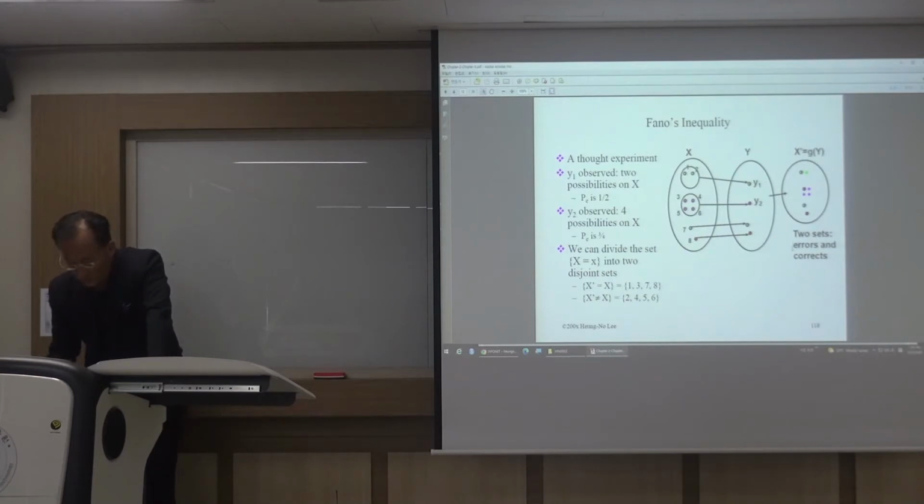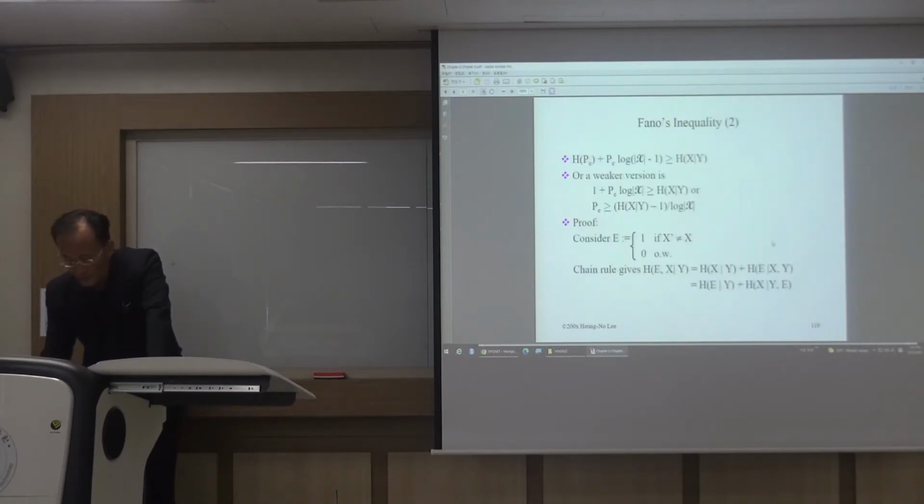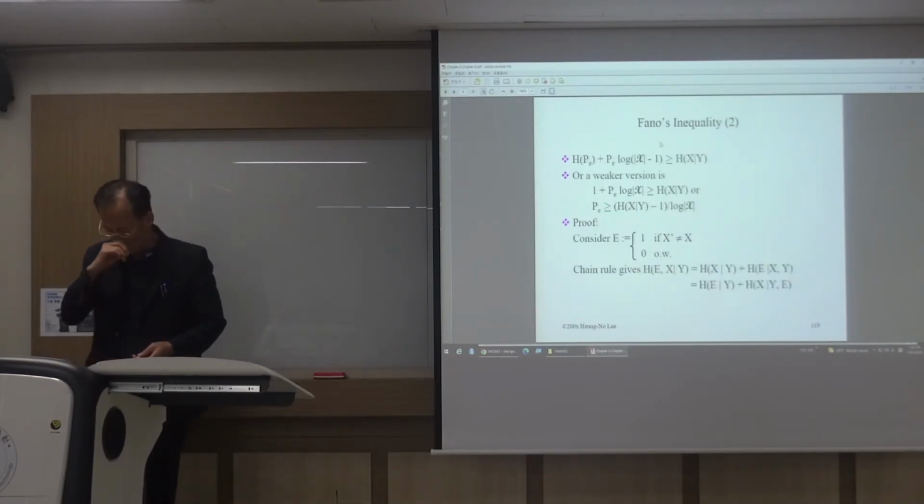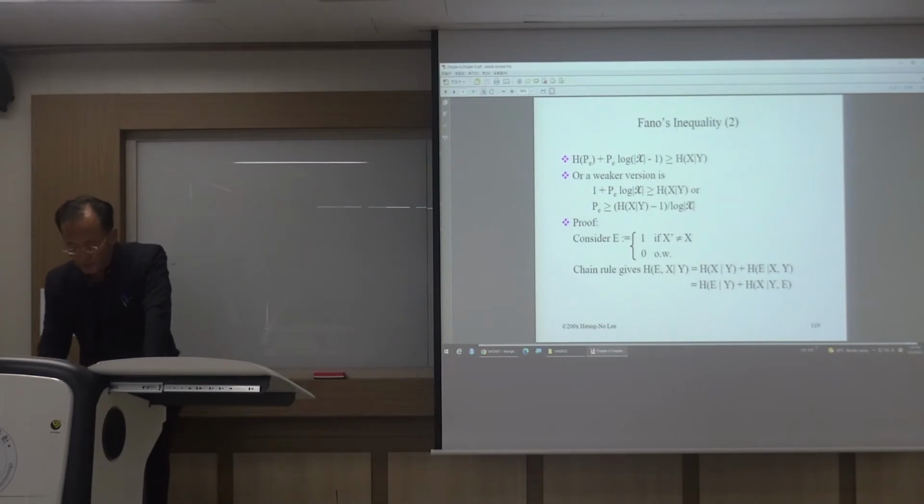Now, this is Fano's inequality. It's one page. So, the entropy of PE, the probability of error. It's binary, so I just need a single parameter.